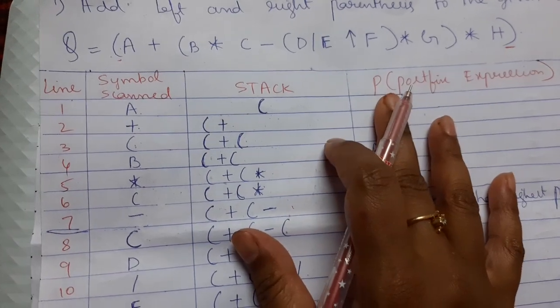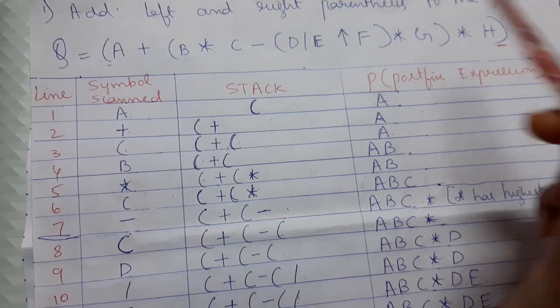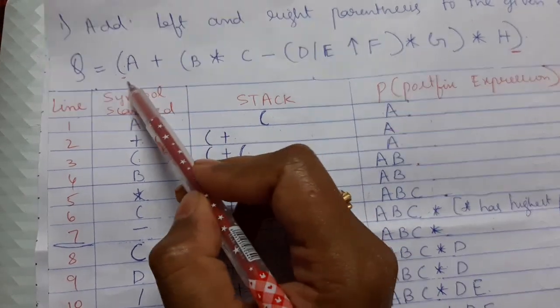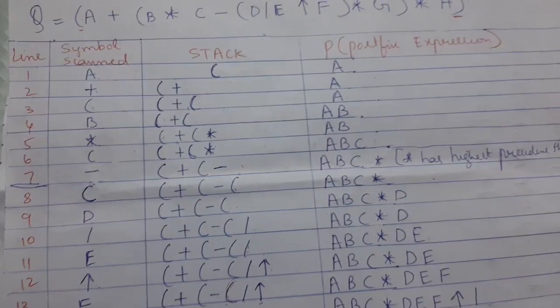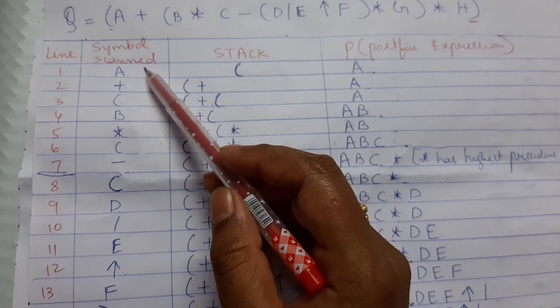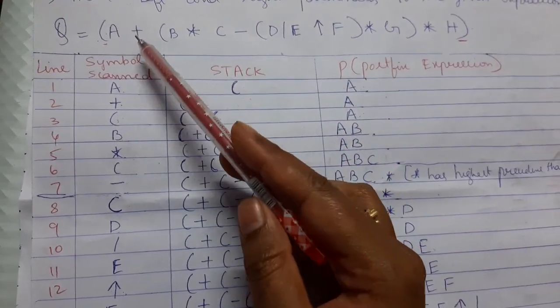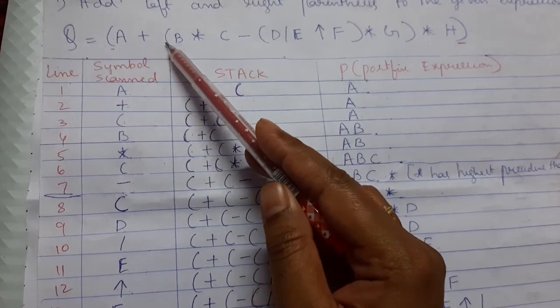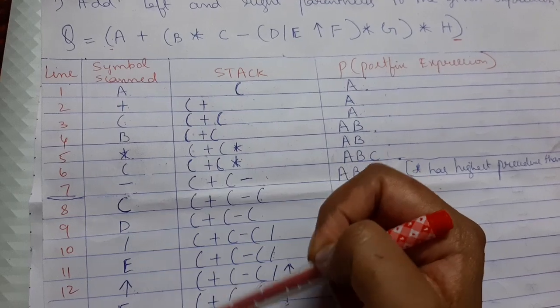The second step is you have to scan the expression from left to right, that is, from the starting of the expression to the ending of the expression. To do that, you have to write this tabular column. In the tabular column, you have to write symbol scanned, stack and postfix expression. Under symbol scanned, you have to write all the operators, operands, and left parenthesis separately.